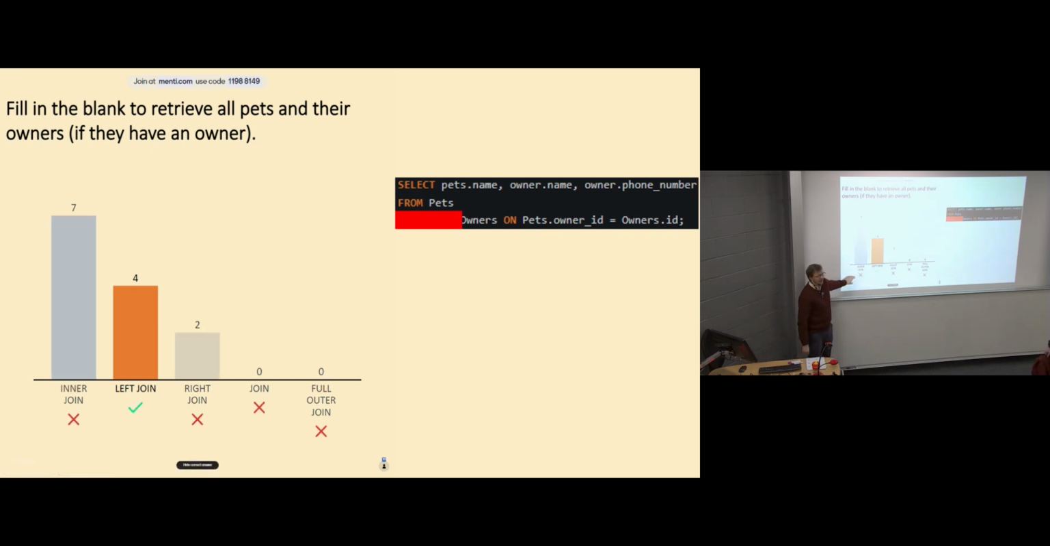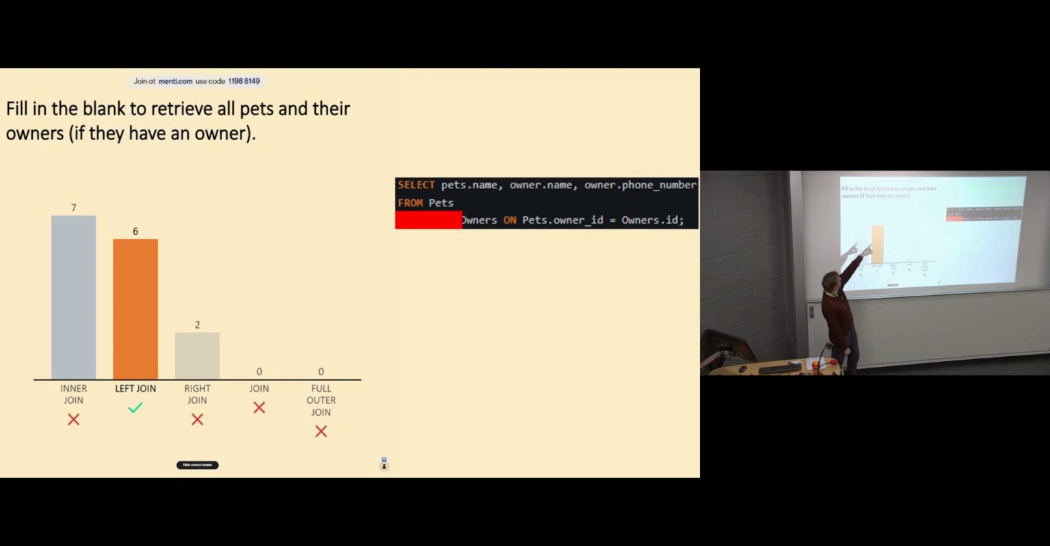For those of you who said inner join, or those of you who said left join and got it right, can anyone explain why it's not inner join? No? Well, I know at least 6 of you chose left join, so I think 6 of you know the right answer. What happens when you inner join? What don't you get? The pets that don't have owners, right?